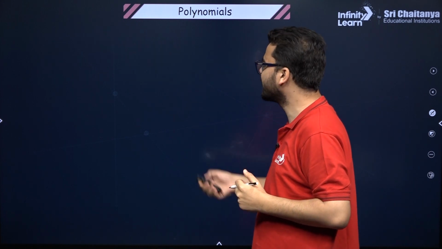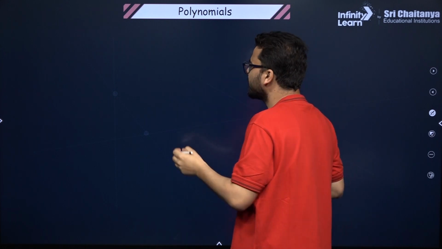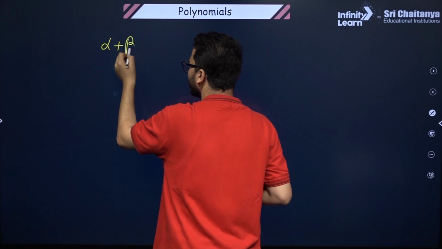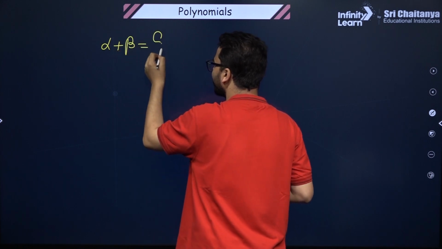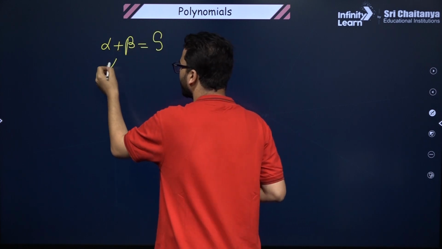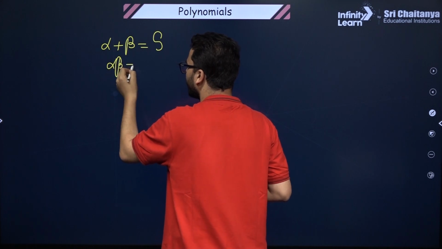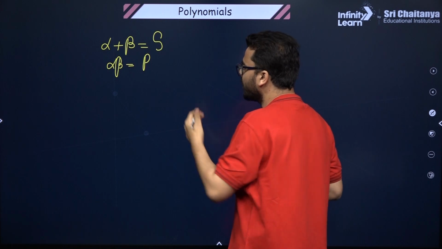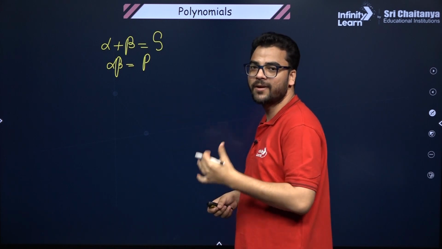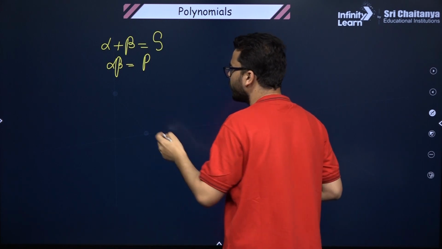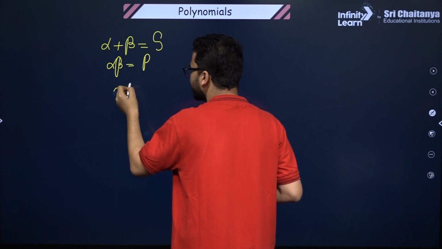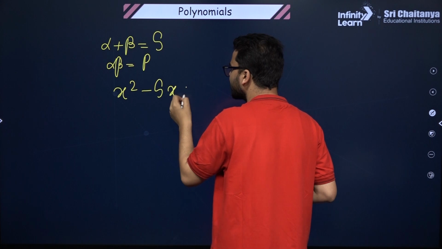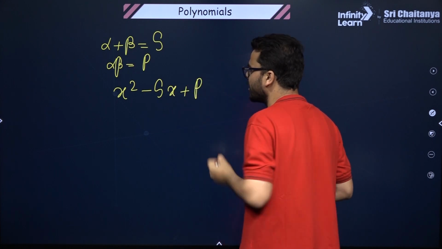Now one more thing is there in polynomial. Suppose the sum of zeros of a quadratic polynomial is given to you. Suppose I am writing it like this, s, and the product of the zeros of that quadratic polynomial is p, I am writing capital P. So if somebody asks what is that quadratic polynomial, that quadratic polynomial will be like this: x square minus sum of the zeros into x plus product of the zeros.